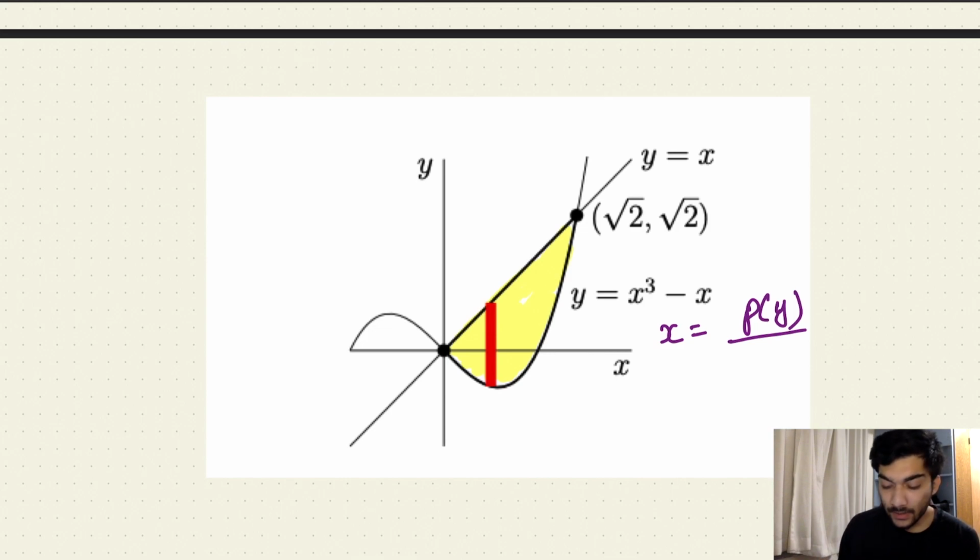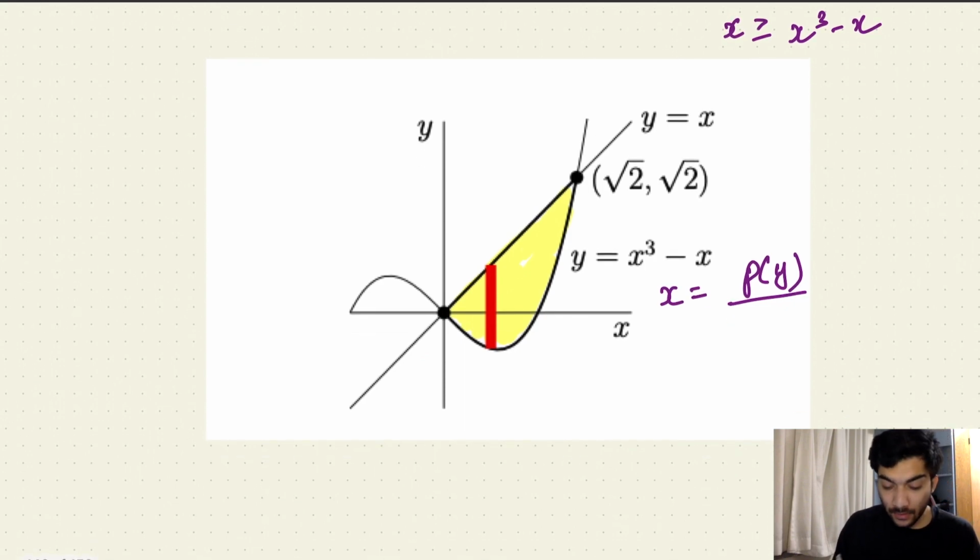Since I know that x is always greater than or equal to x cubed minus x, the height of the rectangle in this case is simply the upper y value minus the lower y value. That would be the height of my rectangle: x minus (x cubed minus x), right?